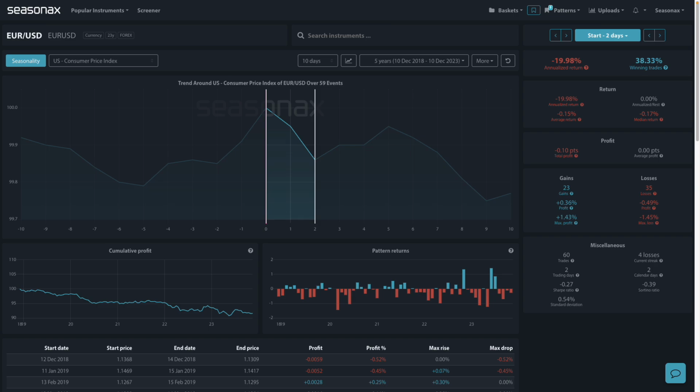The major trade risks: all outlooks have risk, and of course this is no exception. The major risk here is if the CPI data is really weak. In this case, we would typically expect the Euro US dollar to move higher.